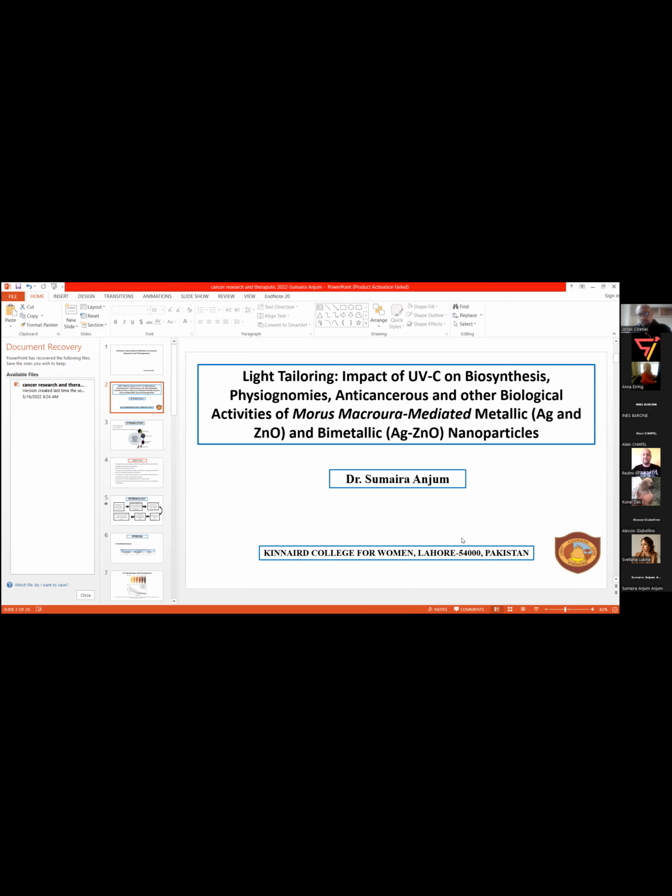No, we have not tested them on non-cancer cells, but for the biocompatibility study we tested against human red blood cells. These are, you can say, non-cancer cells, and they were very biocompatible to the human red blood cells, but specifically no other non-cancer cell line was tested.